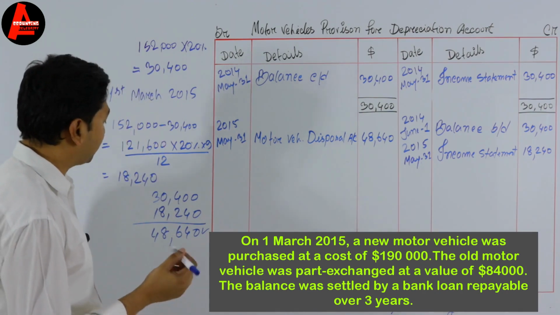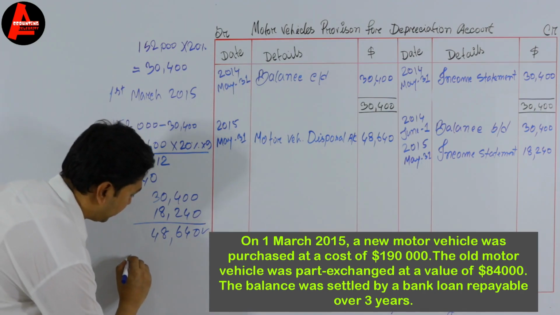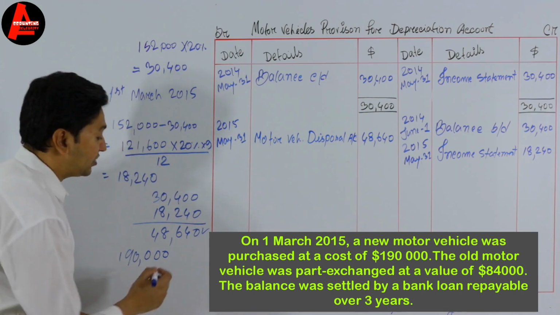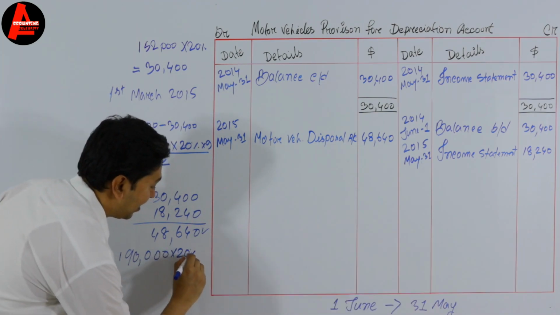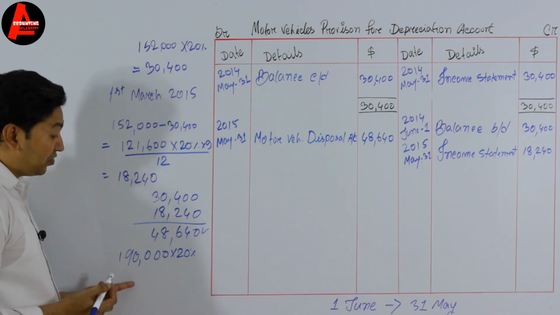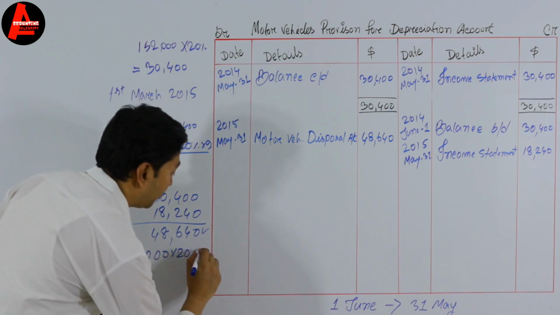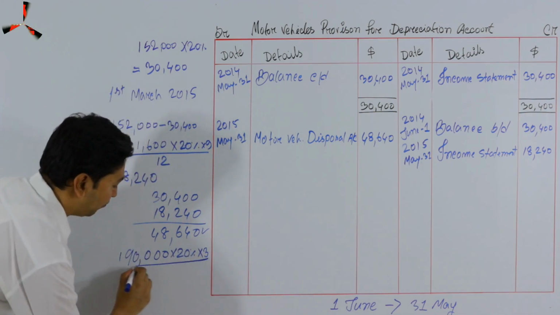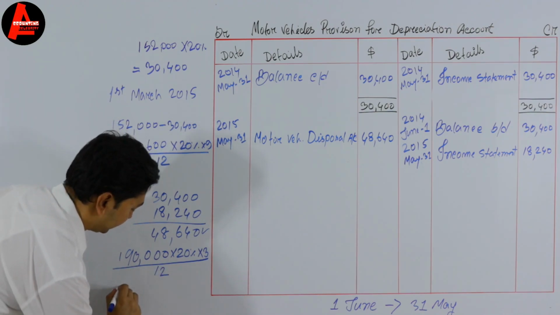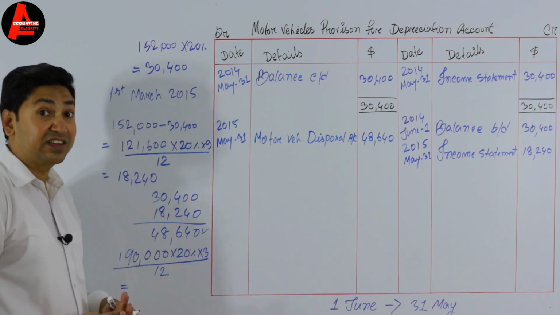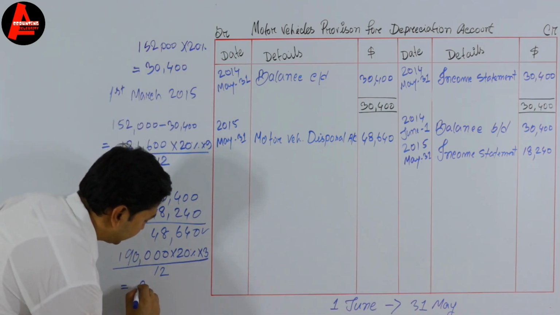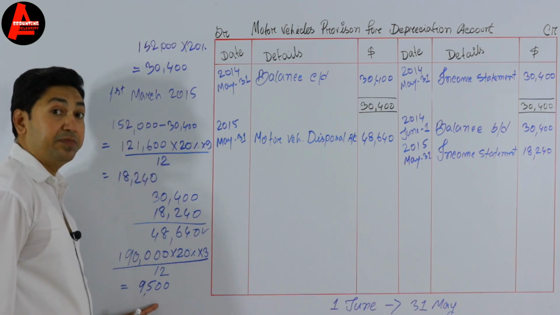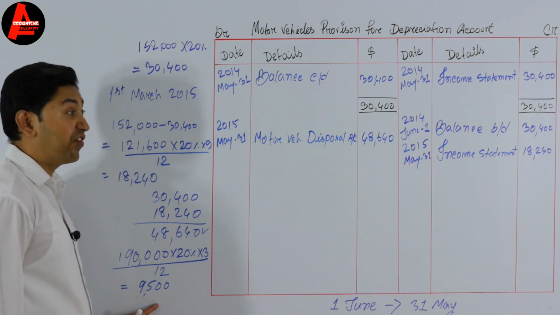So how to calculate? It is very simple. Let us write here. $190,000 was the cost price, right? So the rate of depreciation is 20%, okay? And this asset was in the business for 3 months, multiplied by 3, and here we will divide by 12, okay, to calculate 3 months. Now after calculation, what do we get? Well, if we say it is $9,500, you are absolutely correct. Okay, so this is the depreciation for the new motor vehicle.